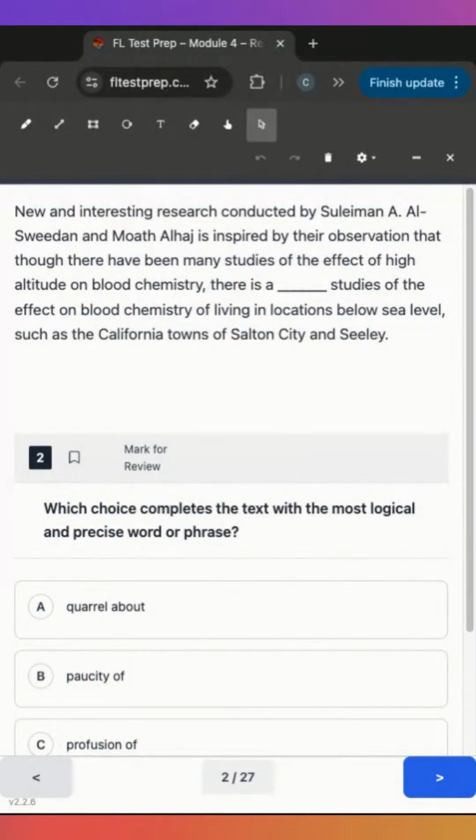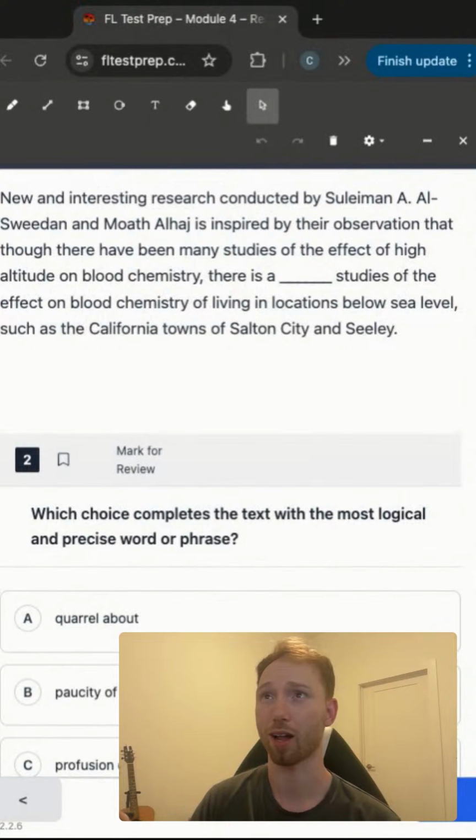All right, let's do this. New and interesting research conducted by Suleiman Al-Sweden and Moath Al-Hajj is inspired by their observation that though there have been many studies of the effect of high altitude on blood chemistry, there is a blank studies of the effect of blood chemistry on living in locations below sea level, such as California towns of Salton City and Sealy.